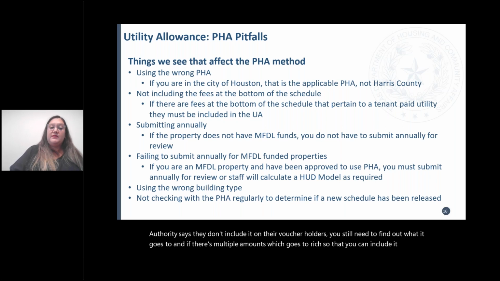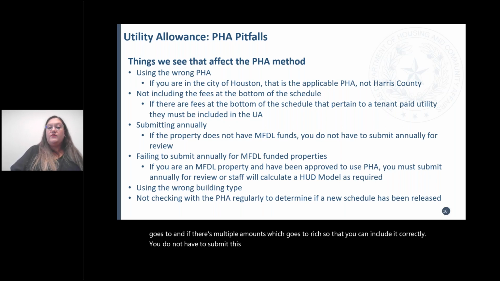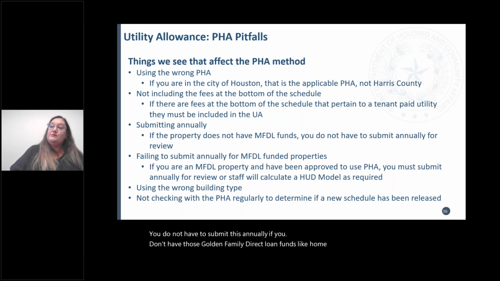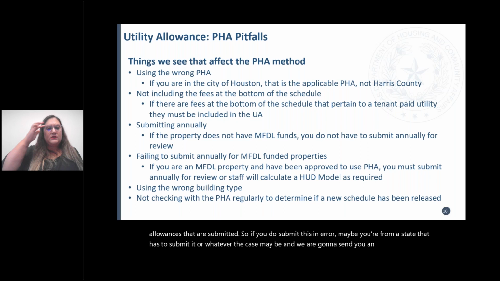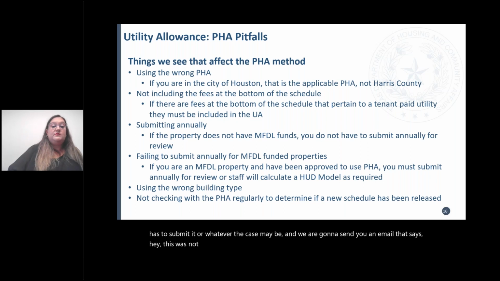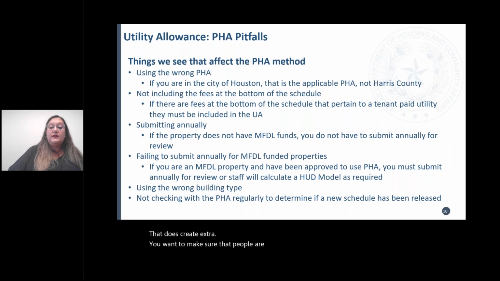You do not have to submit this annually if you do not have those multifamily direct loan funds like HOME or ARP. We have to respond to utility allowances that are submitted. So if you do submit this in error, maybe you're from a state that has to submit it, or whatever the case may be, we are going to send you an email that says, hey, this was not required, and we're going to upload that into CMTS, and that is your response. That does create extra work for you guys and extra work for us. You do want to make sure that you are contacting the PHA regularly to make sure that you're using the most current utility allowance.